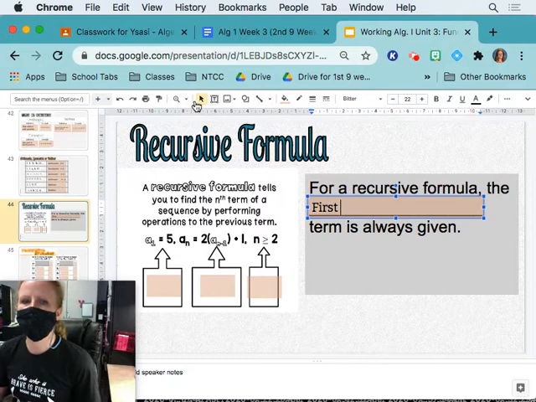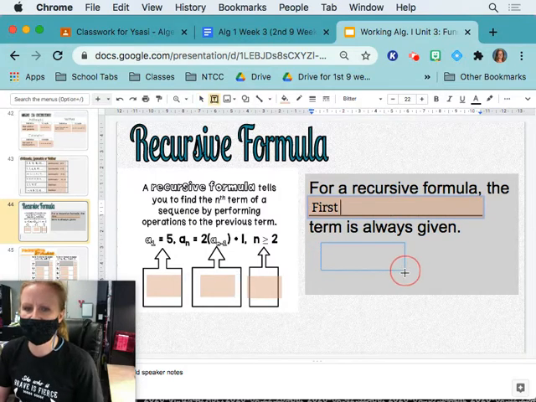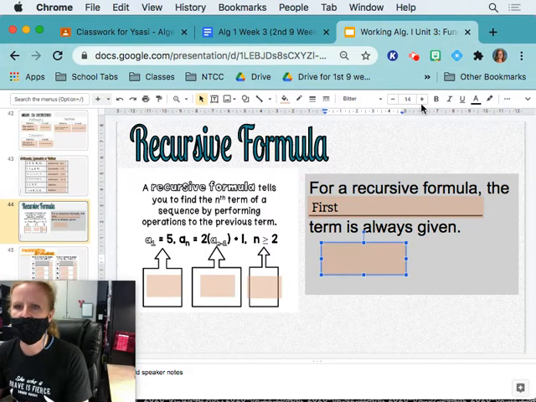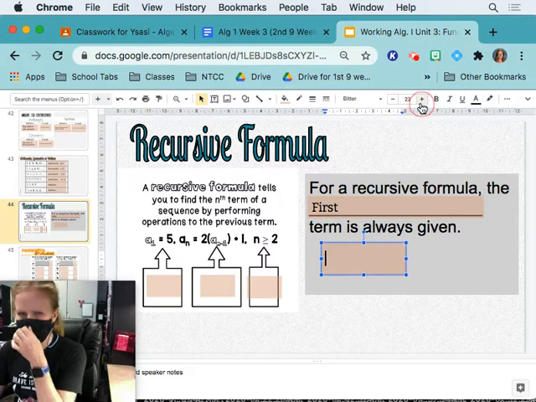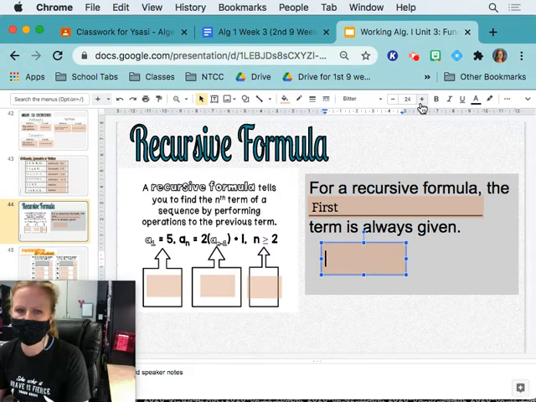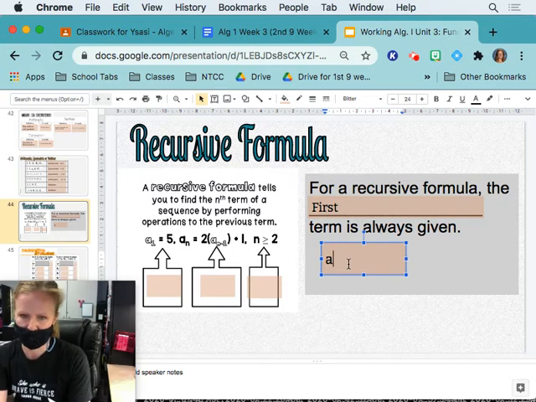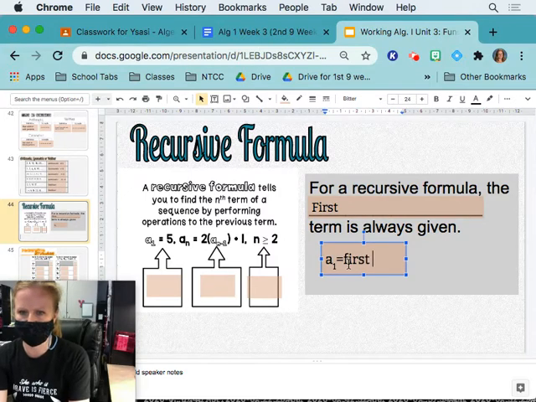The way they give you that first term is your A1. So make another text box and we're going to put A1. Do you remember how to do the subscript? Control comma. Control comma. So A1, control comma to come back out of it, equals first term.